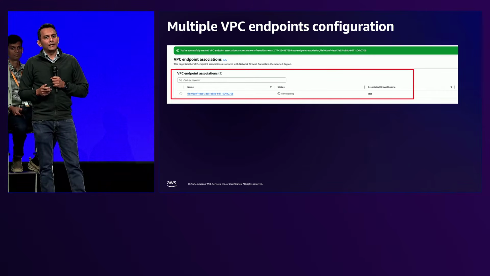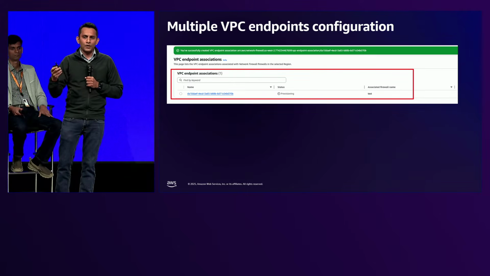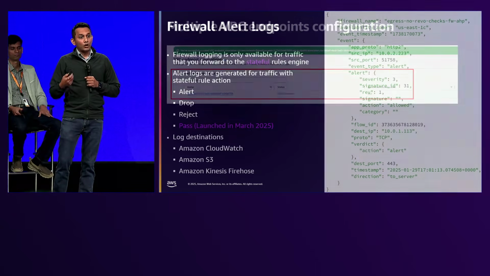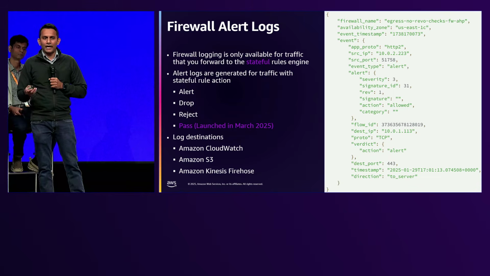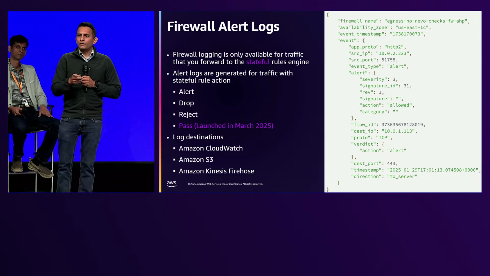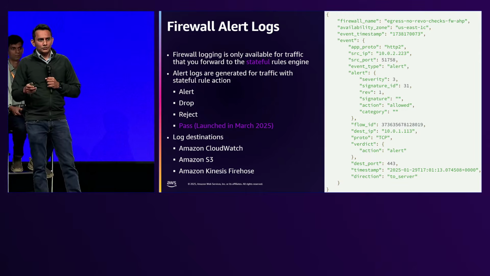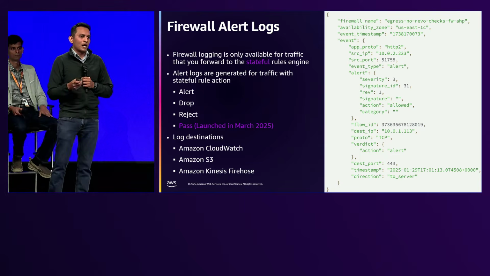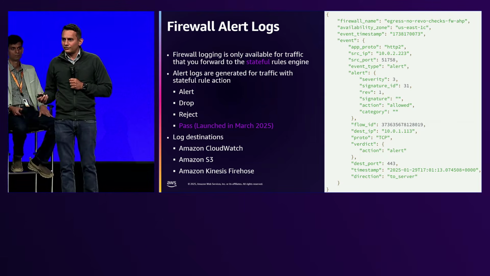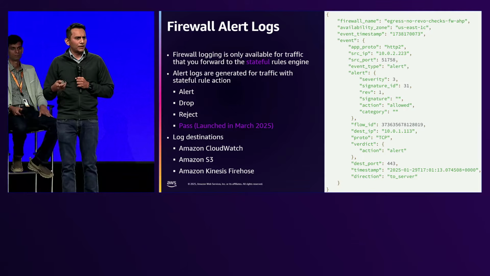So these were all the innovations that can help you to protect incoming and outgoing traffic from your VPCs. Now let's look at some of the monitoring functionalities that can help you keep your workload secure and see what's going through your network. So when traffic flows through firewall, you can have the firewall log that traffic using the firewall alert log, which can be sent to Amazon CloudWatch, Amazon S3, or can be further analyzed using Kinesis Firehose.